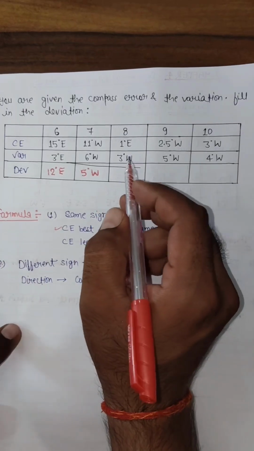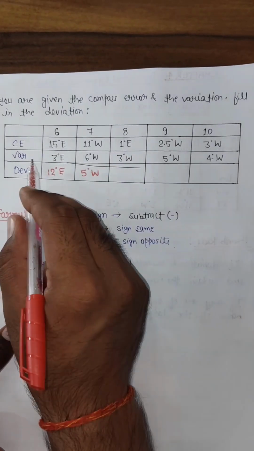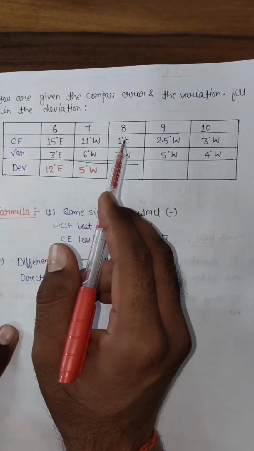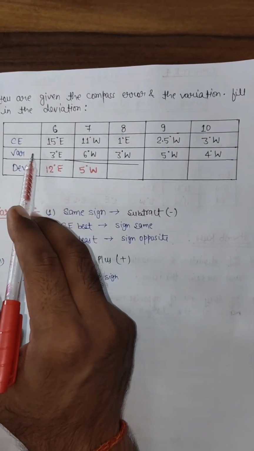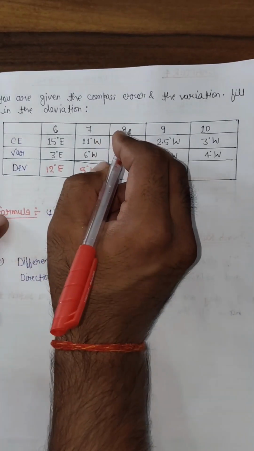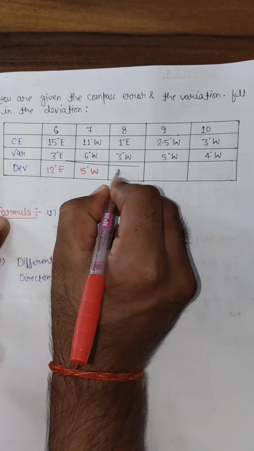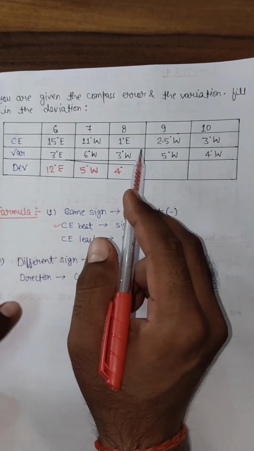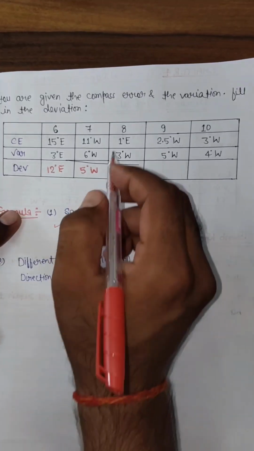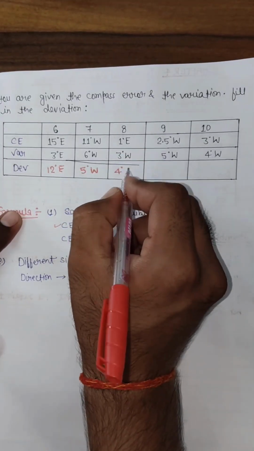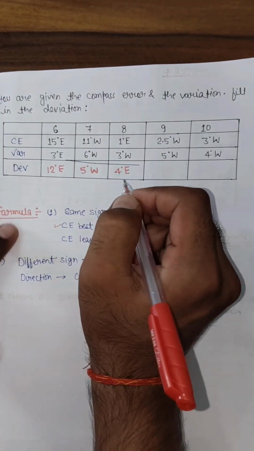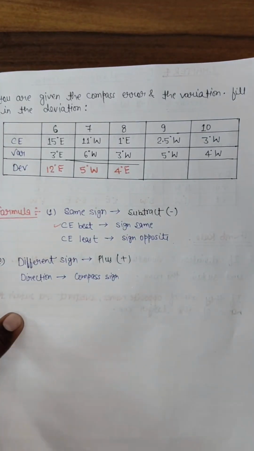In the eighth question, compass error is 1 degree east, variation is 3 degree west. Because here the direction and sign of the compass error and variation are different, different sign, we will add it. So that is 1 degree plus 3 degree, that is 4 degree. And what would the direction be? The direction would be the compass sign, whatever sign the compass error has, that would be the direction. So here 4 degree east would be our answer.